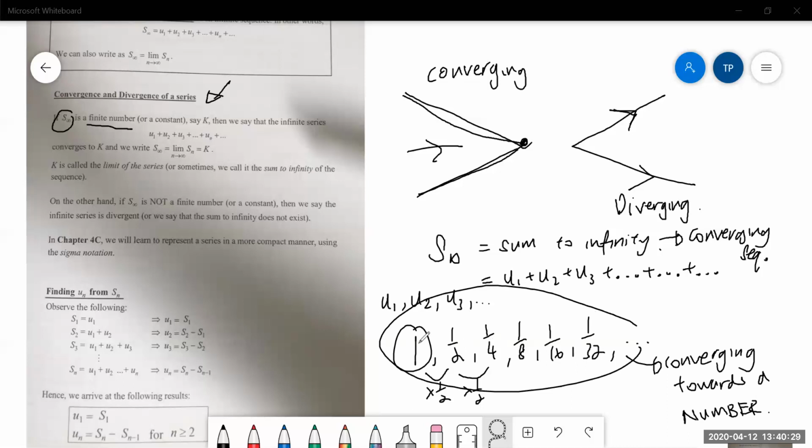No, the terms in the sequence become smaller and smaller. But when you add, it should become bigger and bigger. But how big will it get? It will only get big to a particular number. It will not get any significantly bigger. Understand?